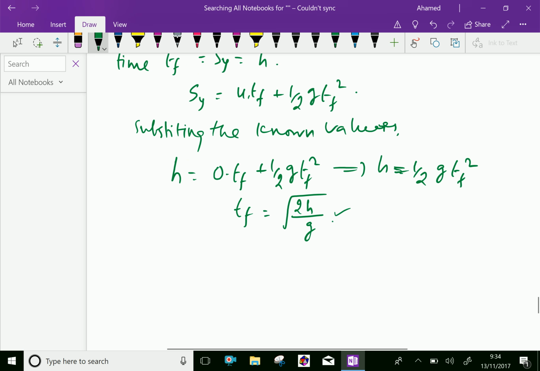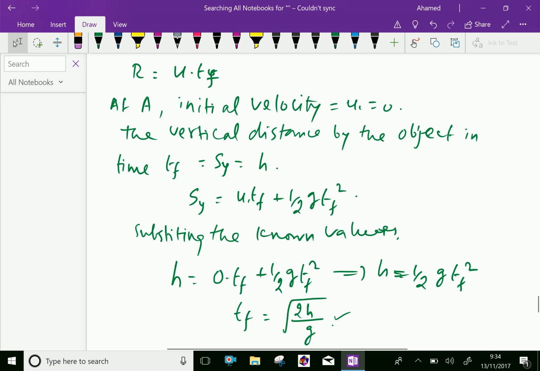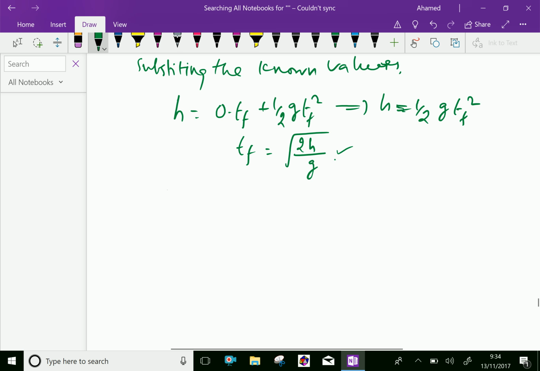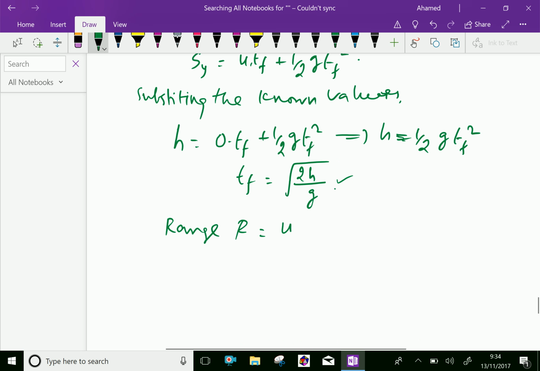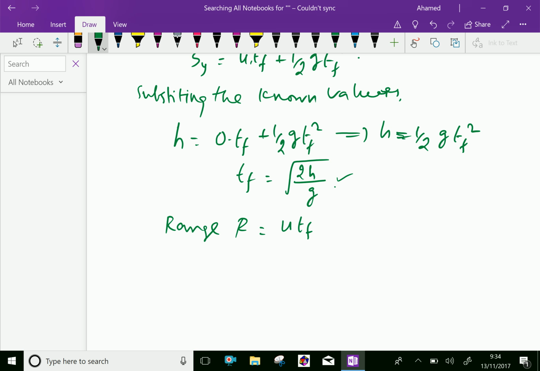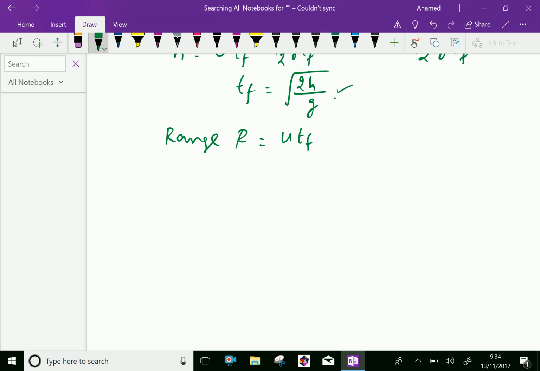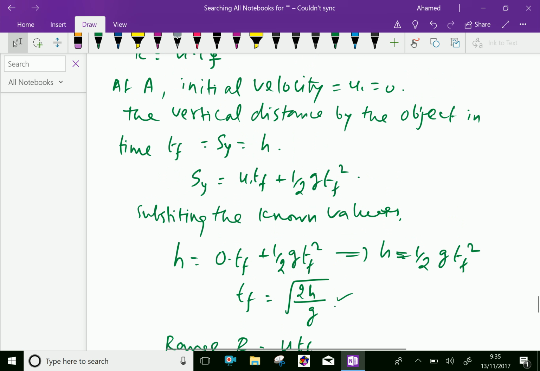Now we know the equation that the range R equals u into Tf. I will substitute the value of Tf. Then R equals u into the square root of 2h over g. Then we got the equation of the range as well as the time of flight.